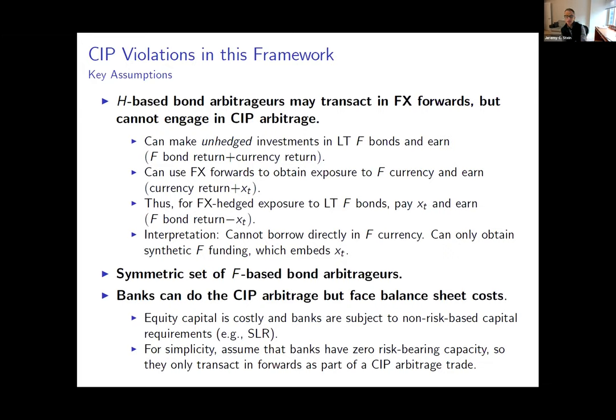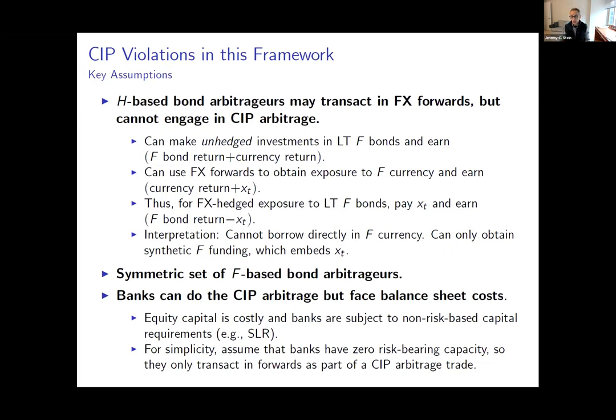To get a CIP violation, and this is not special to us, any model with a CIP violation has to introduce another friction. So we're going to introduce one more friction and we're going to get a CIP violation. You should be totally unimpressed by that because that's almost tautological and other people have done that. What is interesting is that as soon as we introduce the friction that gives it to you, we'll also get the correlation of the CIP basis with the outright level of the currency that we see in the data.